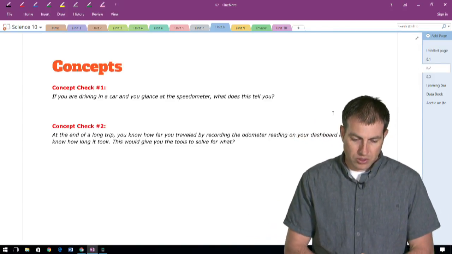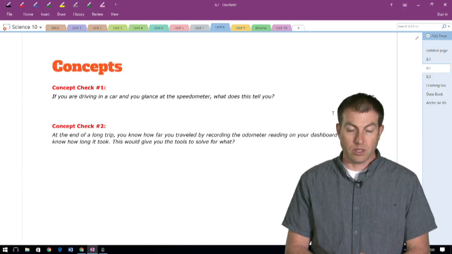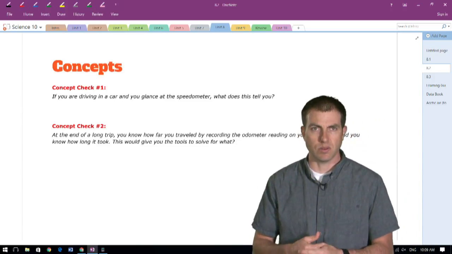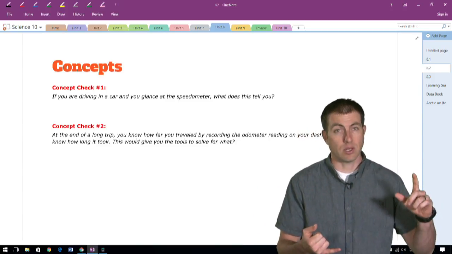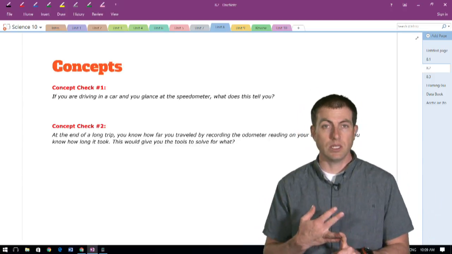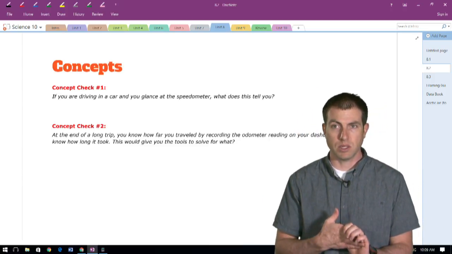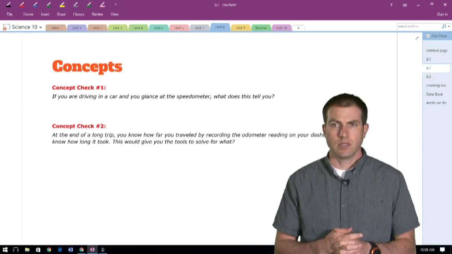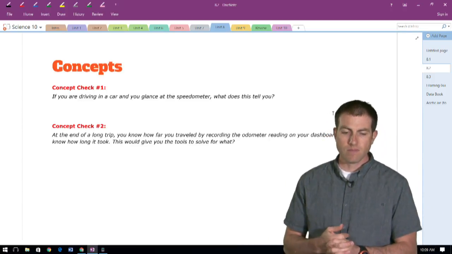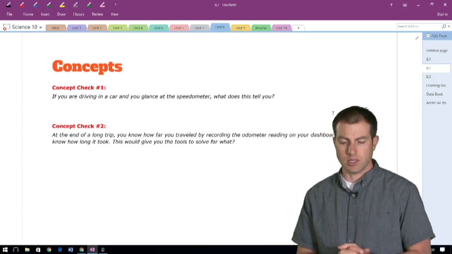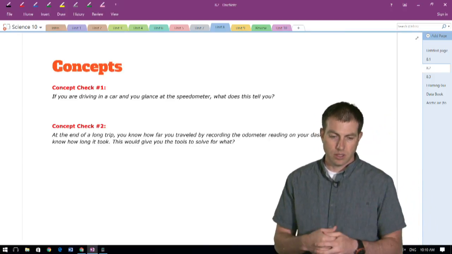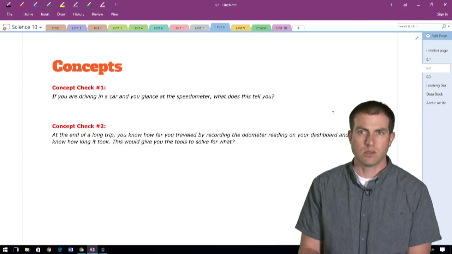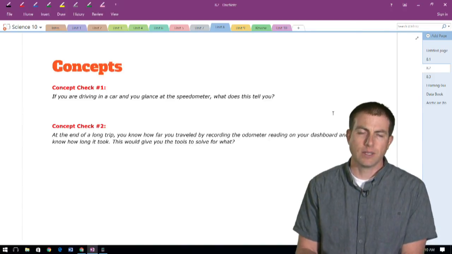If you're driving in a car and you glance at the speedometer, what does it tell you in terms of the definitions we've talked about? If you look at the speedometer, is that talking about a distance? Is that talking about a speed? A velocity? A displacement? Something else? So Kyla says speed. Would anybody have a vote for velocity? Would the speedometer on your car tell you a velocity, or would it tell you speed? Maybe it tells you both. What do we think?